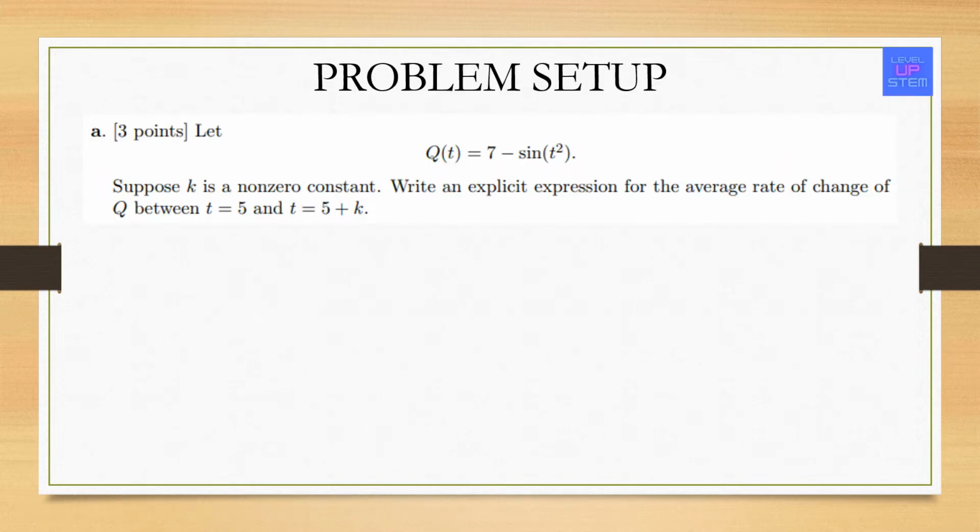So we have this expression for q of t, and we're supposed to suppose that k is a non-zero constant. And it says write an explicit expression for the average rate of change of q between those two t values, t equals 5 and t equals 5 plus k.